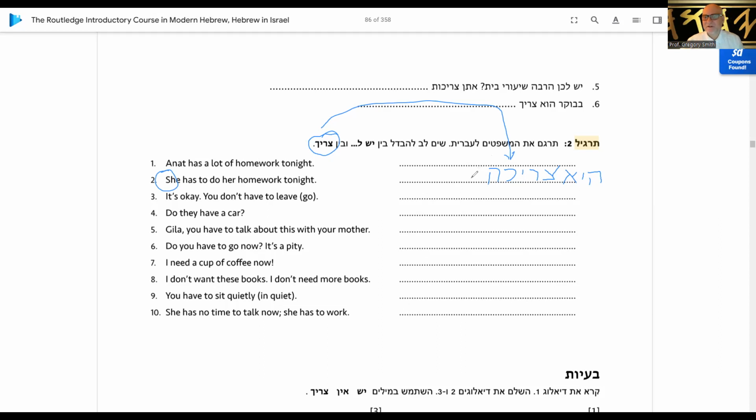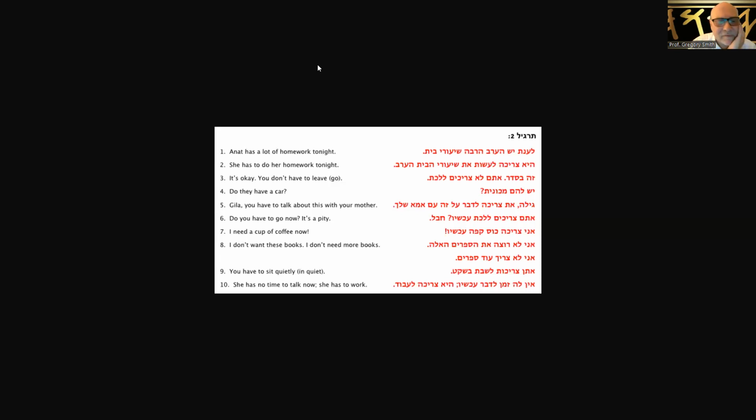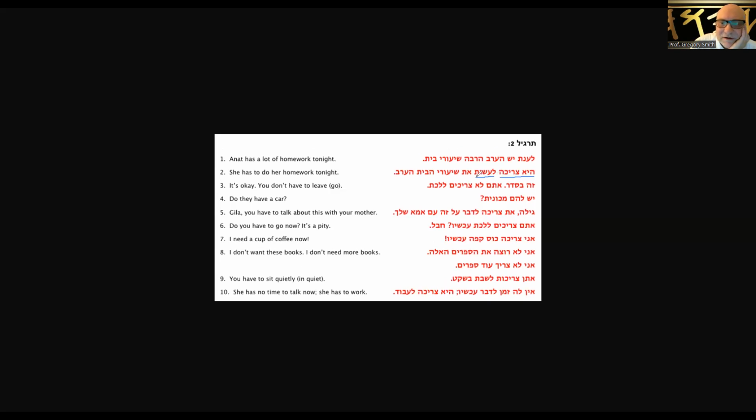So what I'm going to do is let's take a look and see what the answer key says here. Some of these we might have to just flip over and just learn from the answer key. All right, so she has to do her homework tonight. Okay, so that's right. Zarikha. Look at this. La asot. That comes from asa, to make or do. So it's to do. Et shirei habayit and then ha'erev. Notice they're not using halayla. They're using ha'erev. But technically, it's like in the evening. I think ha'erev is more in the evening.